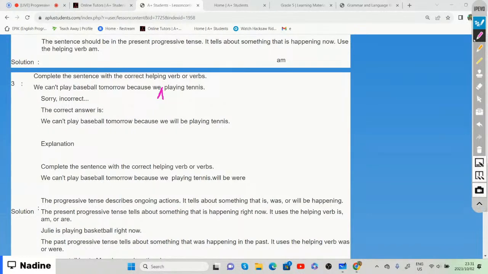So is this now the present, past, or is it showing the future progressive tense? We can't play baseball tomorrow. What does tomorrow tell us? Does tomorrow tell us that it is now? Does tomorrow tell us it's in the past? Or does tomorrow tell us it will be happening in the future? Tomorrow. So is this the present progressive tense, past progressive tense, or future progressive tense?